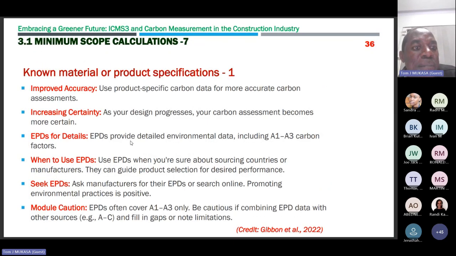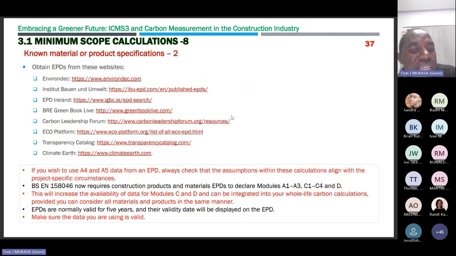Let's proceed. For known materials, use product-specific carbon data for more accurate carbon assessments. As your design progresses, your carbon assessments will become more certain. I said you can use EPDs because they have detailed information on environmental data. But we said that they could be difficult to interpret at the moment. These are examples of where you can find these EPDs. There are so many, but these are some of the sources.